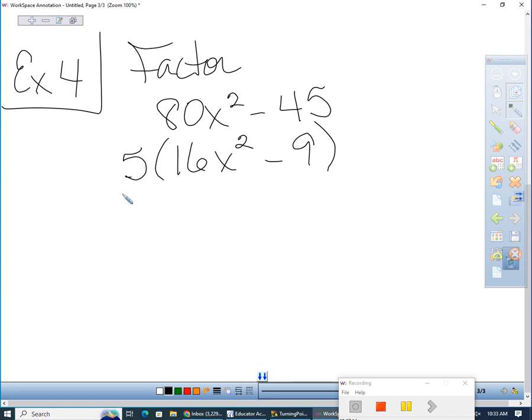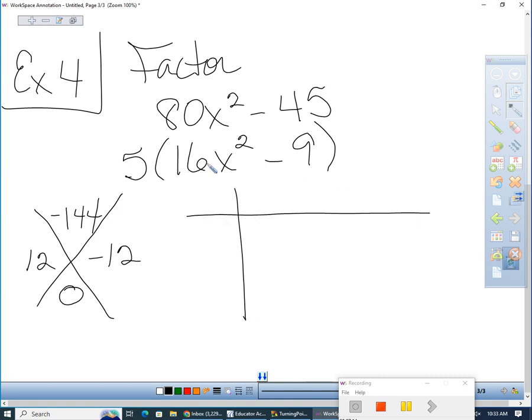All right, so now we're going to go ahead and draw our x. Negative 9 times 16 is negative 144. What is my middle number again? 0. Now I need to find the sides of my x. Very good, Haley. 12 and negative 12. Good job. And we go to our box. First spot is 16x squared. Last spot is negative 9. That diagonal is the 12x and negative 12x.